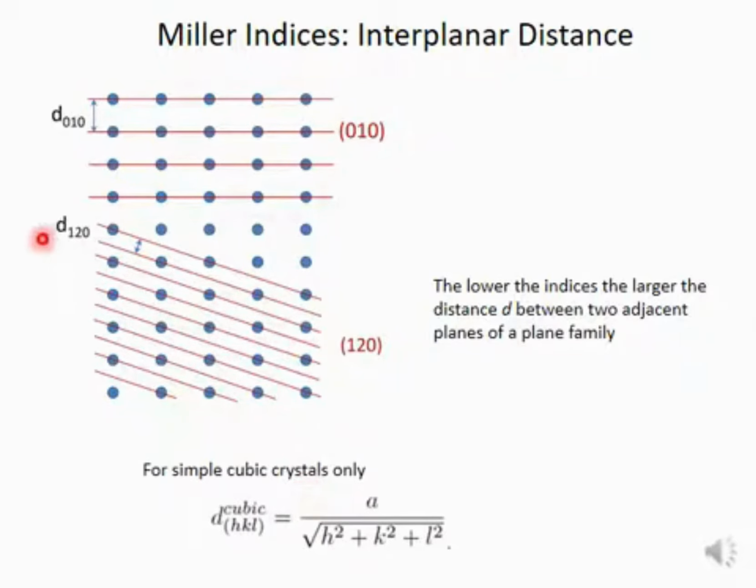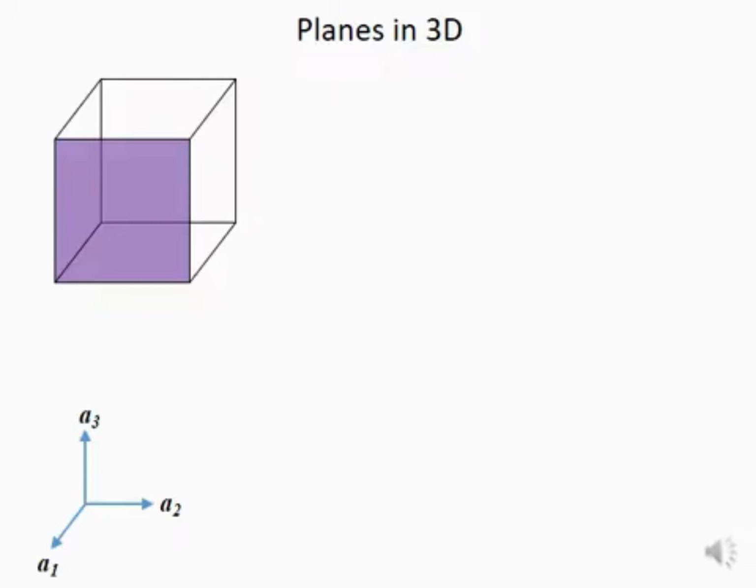For cubic or simple cubic crystals, the interplanar distance for a certain set of planes is d equals a divided by the root of h square plus k square plus l square. Here a is the length of the conventional unit cell in a cubic crystal, and h, k, l are the Miller indices of the set of planes. This is valid for cubic crystals and not for other crystal systems.